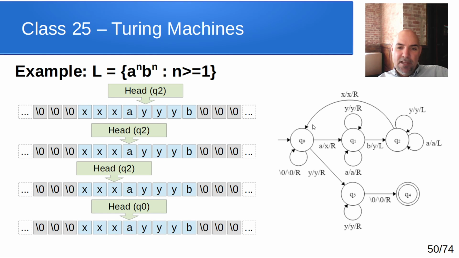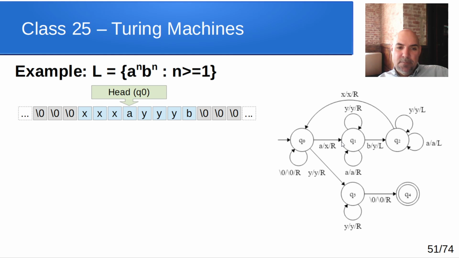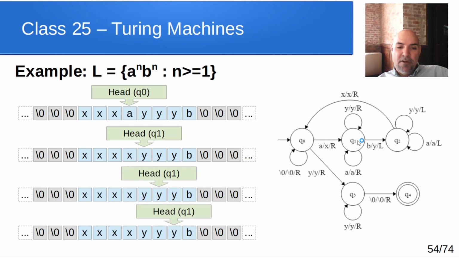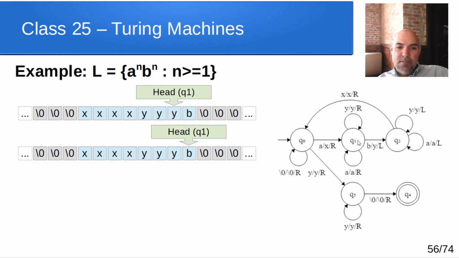We see the A. That takes this transition right here, the one from Q0 to Q1. Mark that one out. Jump to Q1. Now Q1 is going to see 3 Y's in a row, so this transition right here. The Q1 on Y stays in Q1, but writes a Y and moves to the right. So we're going to do that across all of the Y's.